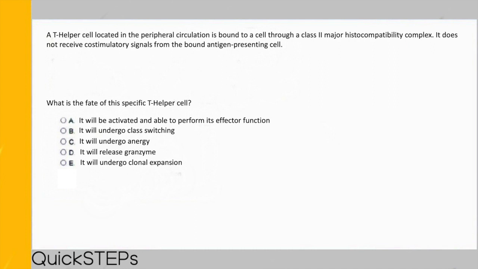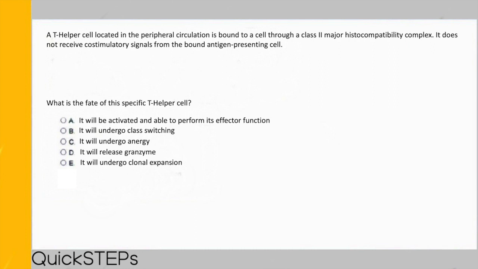So that kind of sounds like it's an effector function, right? So whenever two answer choices sound similar and they are definitely in accordance with one another and there's not really much of a difference, they're most likely both wrong. And how about E? It will undergo clonal expansion.